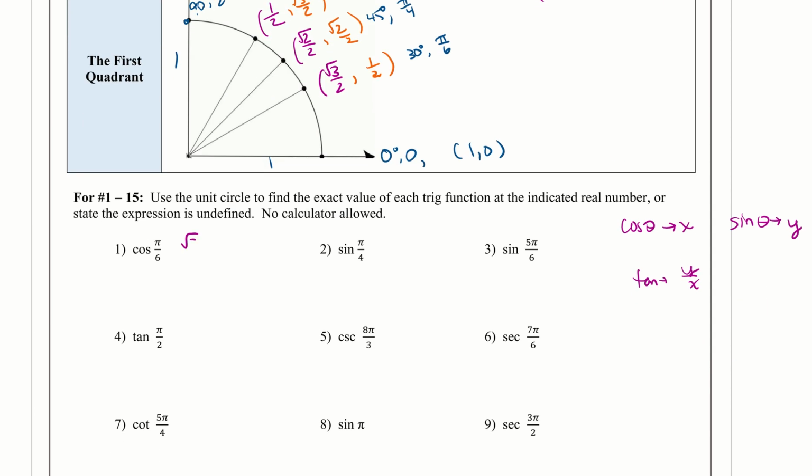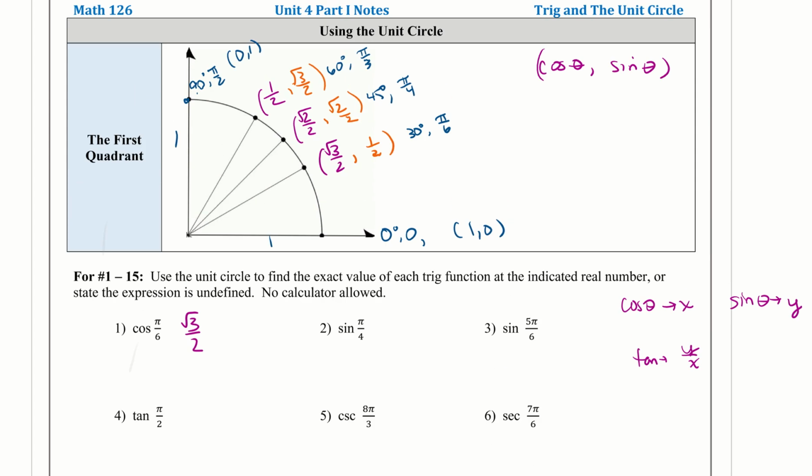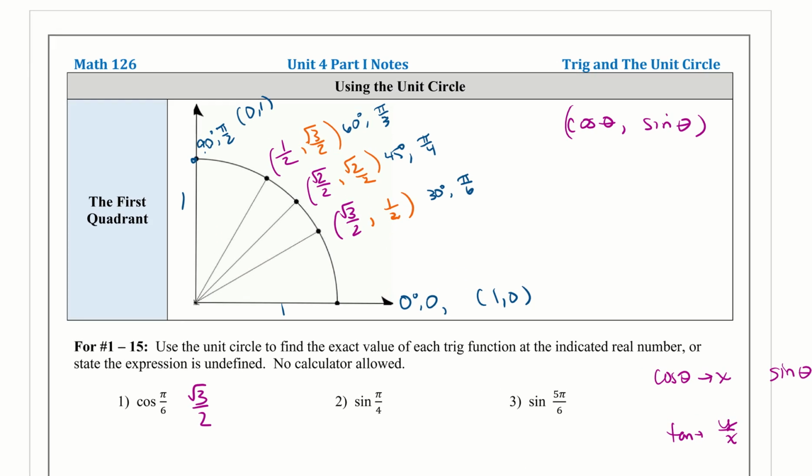I guess I could have looked above at my first quadrant here. Some of these are in the first quadrant. Sine of pi over 4 would be the y coordinate for the pi over 4 angle, which is root 2 over 2. And notice these ones you cannot use a calculator.